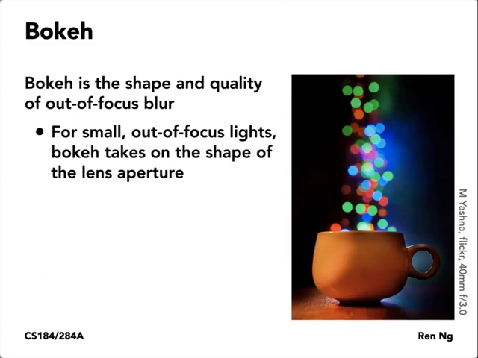I want to talk about bokeh. Bokeh is the quality of the defocus areas. Bokeh is a really prized quality in people that care about photography, that spend time crafting and composing their pictures. Bokeh is the shape and quality of the out of focus blur. For small out of focus lights in the background of some photo, in this case, I guess some kind of color Christmas lights, the bokeh is going to take on the shape of the lens aperture directly. So you can create creative pictures that look like this.